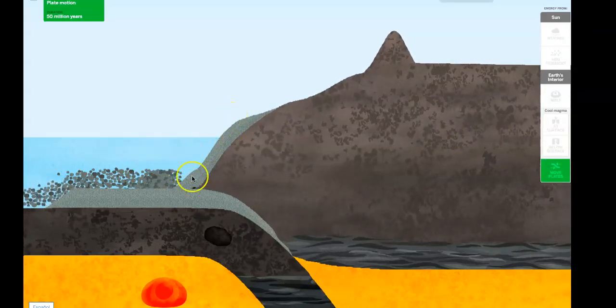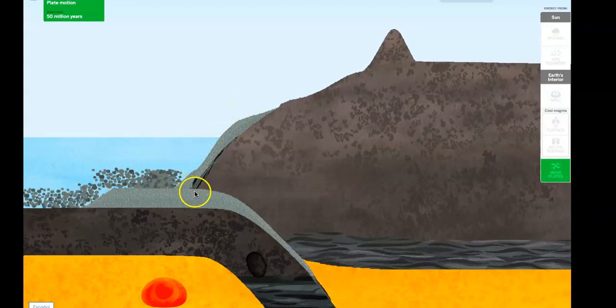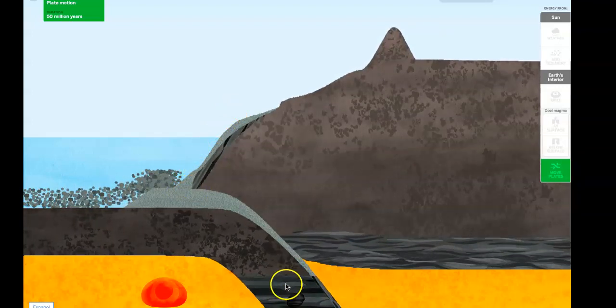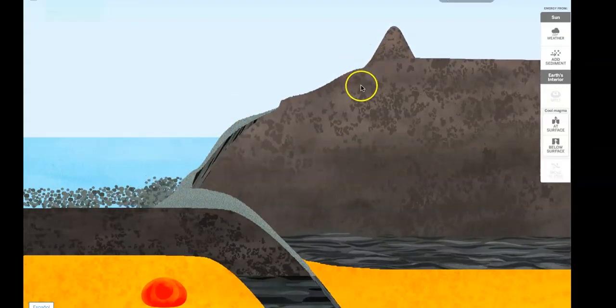Okay, paying attention here. I see something here. Paying attention here. Okay, all right, so you should have observed something happening here. You see something new forming. What type of rock is that?